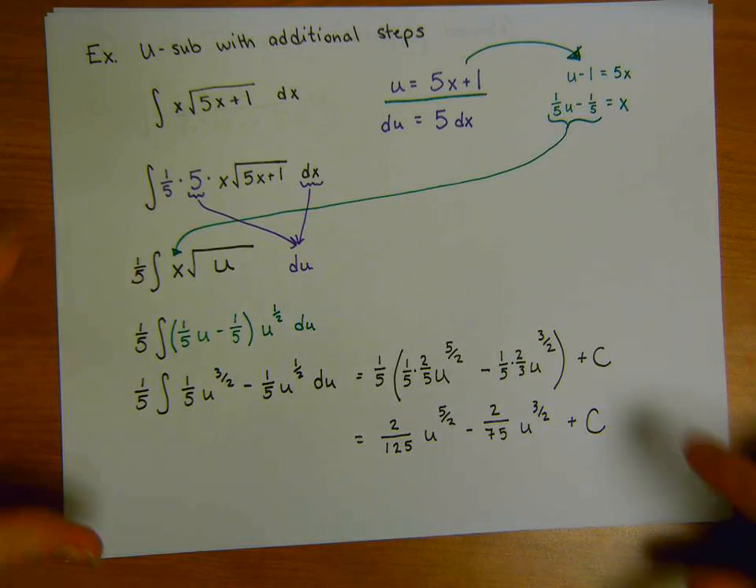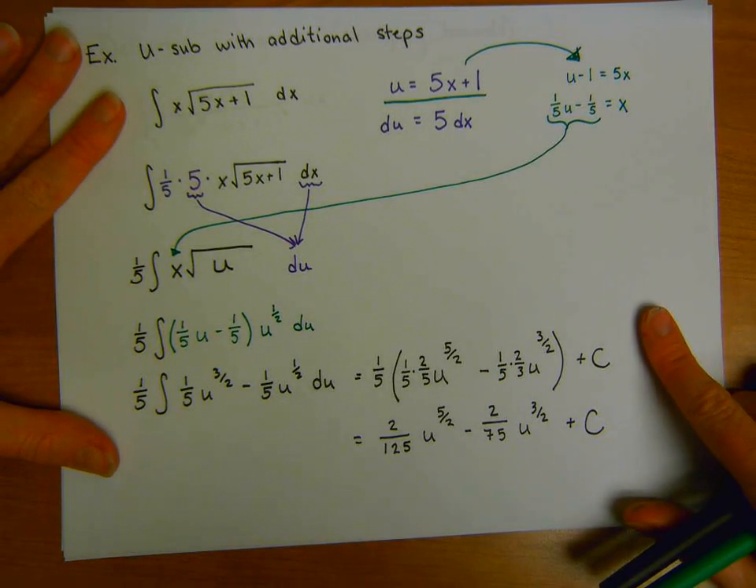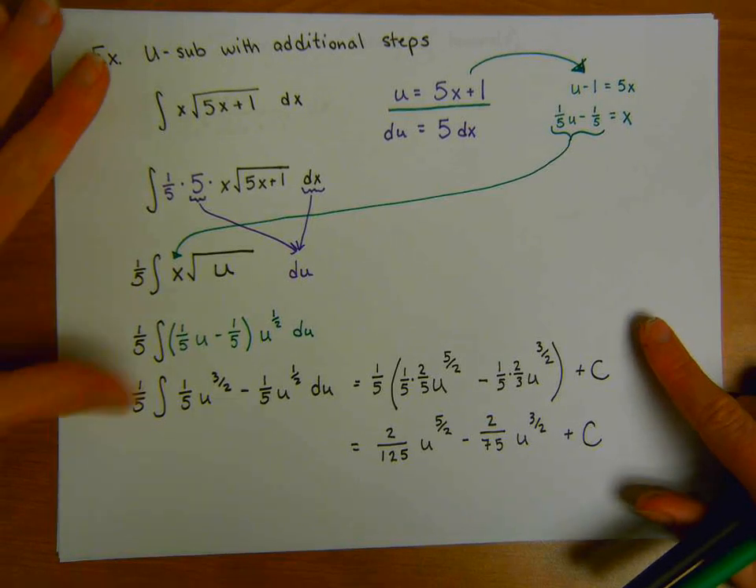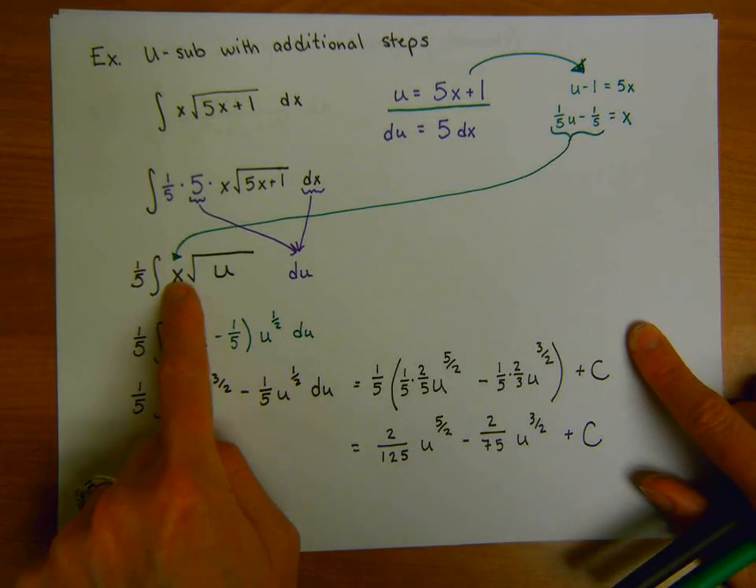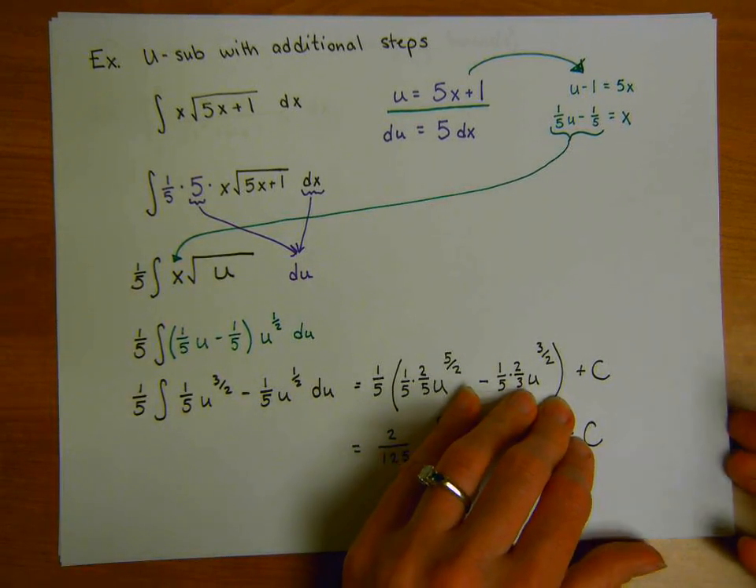So this is about the trickiest type of u substitution that you can find, one in which once you do the u substitution, you have to solve for this extra variable that's just hanging out there.